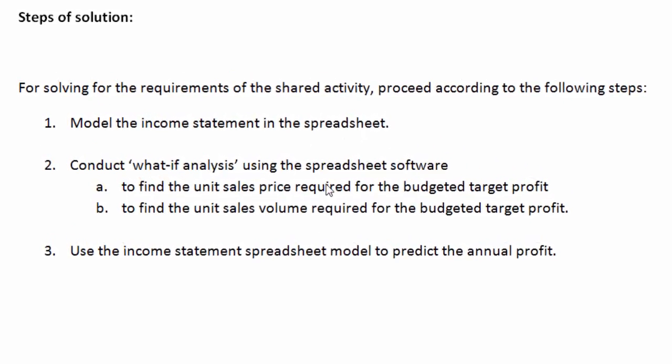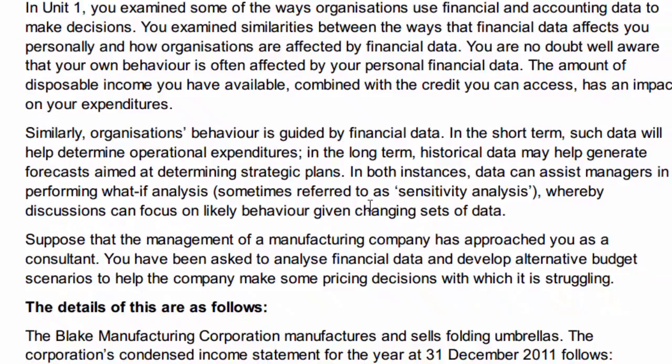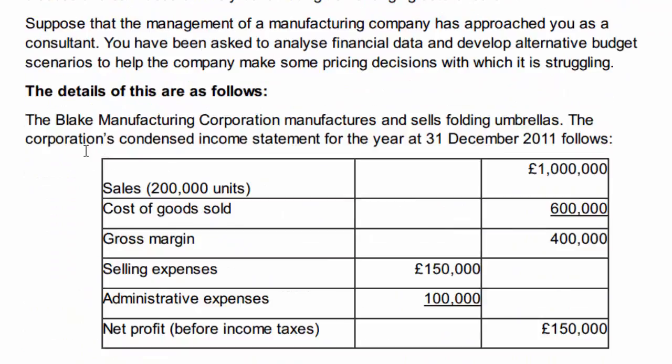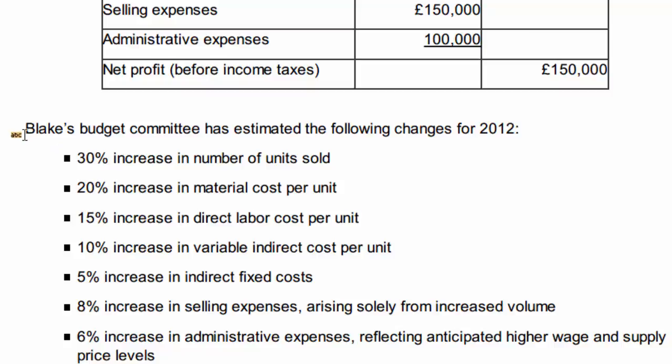Let me go back to the shared activity information and see what information has been given. You can see that the income statement for the year 2011 has been given, and we have the sales, cost of goods sold, gross margin, selling expense, administrative expense, and net profit of the last year. You also got some more information. The budget committee has estimated the increase in the number of units, increase in the material cost, direct labor cost, variable indirect cost, indirect fixed cost, selling expense, and administrative expense.